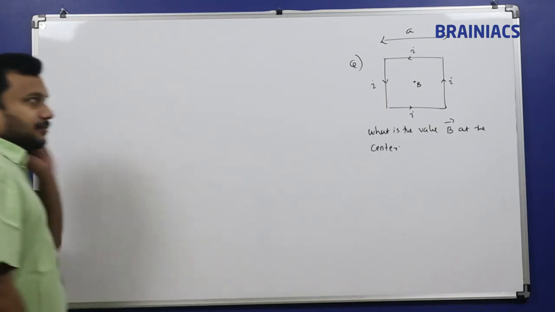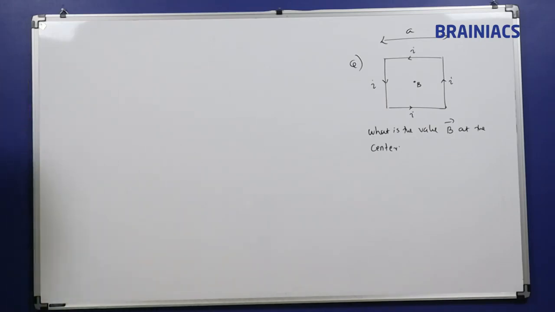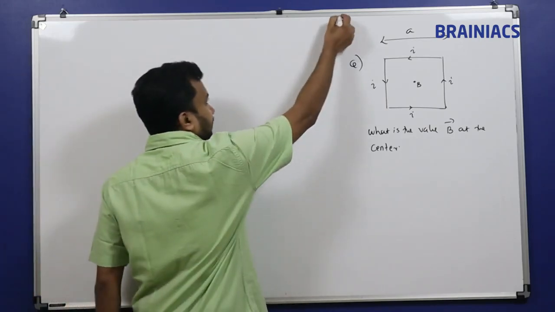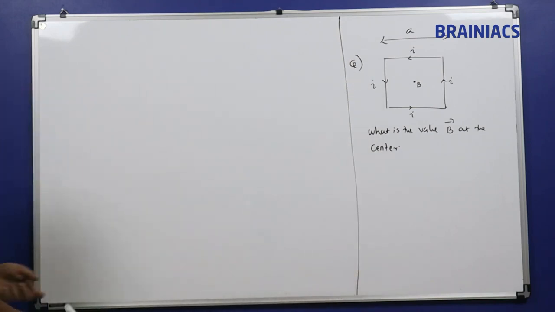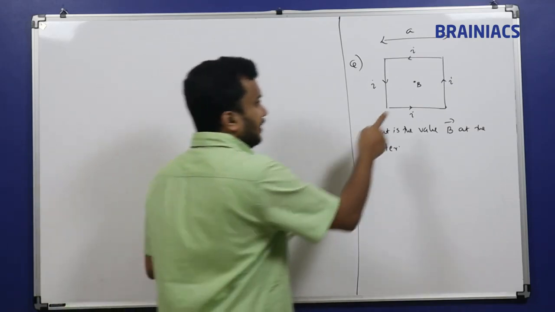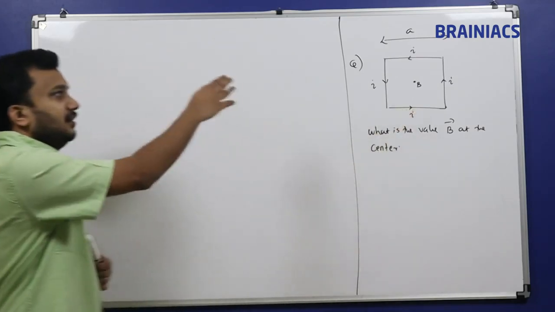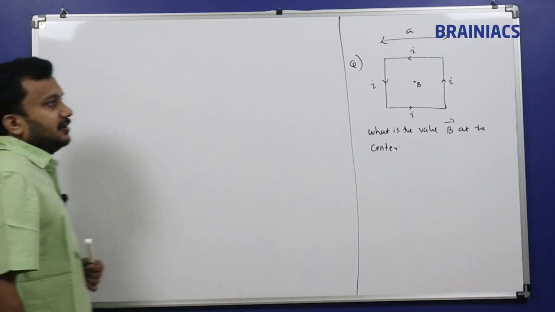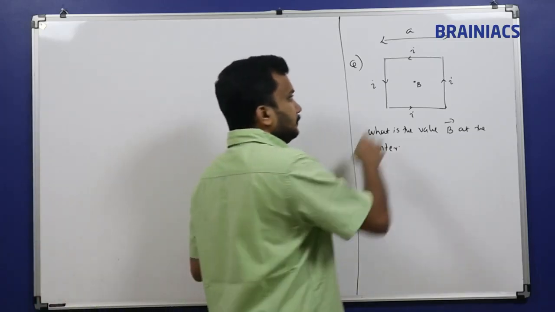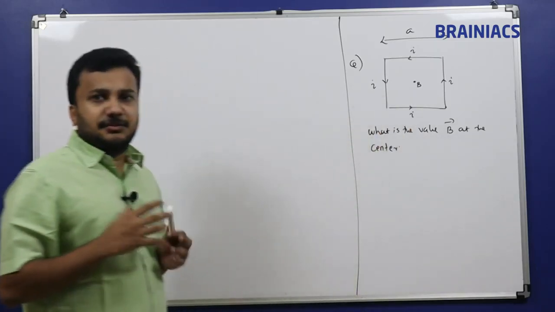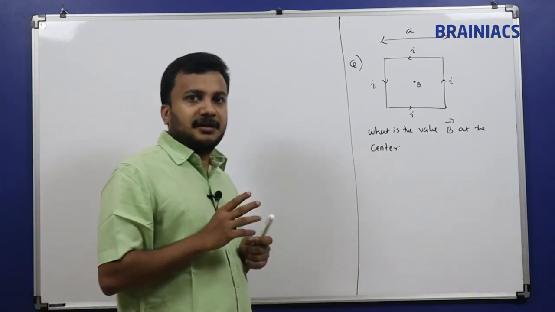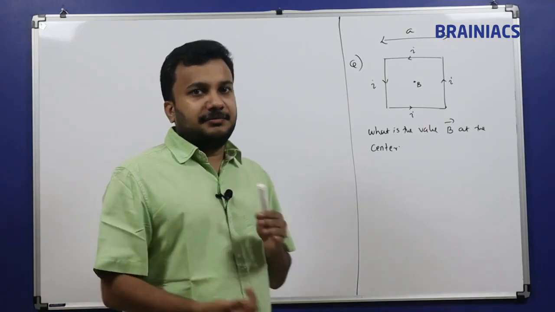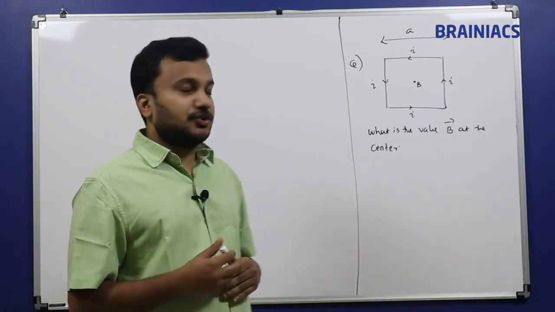So for this side length of the conductor, we need to find out what is the value of the magnetic field intensity at the center. There are 4 conductors: conductor number 1, conductor number 2, conductor number 3, and conductor number 4. As we know, magnetic field is a vector quantity. If all the vectors are in the same direction, then the magnetic field can be added up. If vectors are in the opposite direction, we have to subtract.